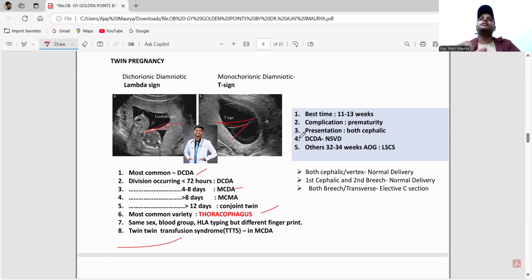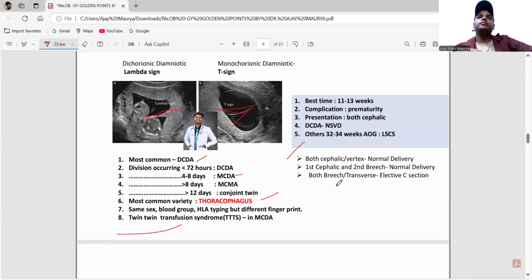Also, guys, remember the best time to see is 11 to 13 weeks, and the complication is prematurity. Okay, now see here, guys. If both are cephalic and vertex, you have to do a normal delivery. If the first is cephalic and the second is breech, you have to do a normal delivery. If both are breech or transverse, you have to do an elective C-section.